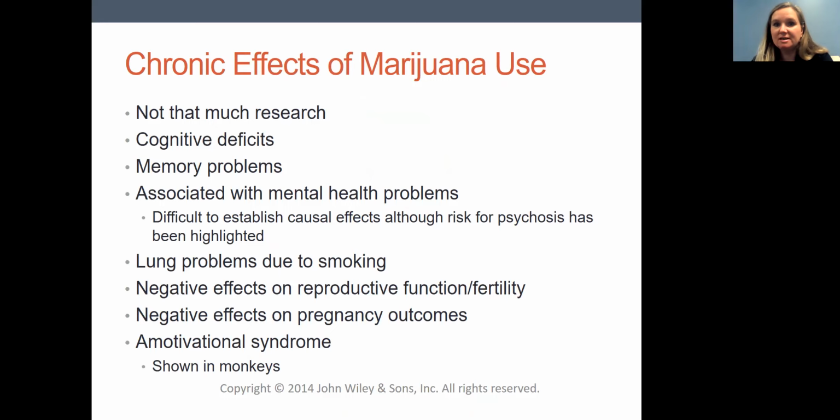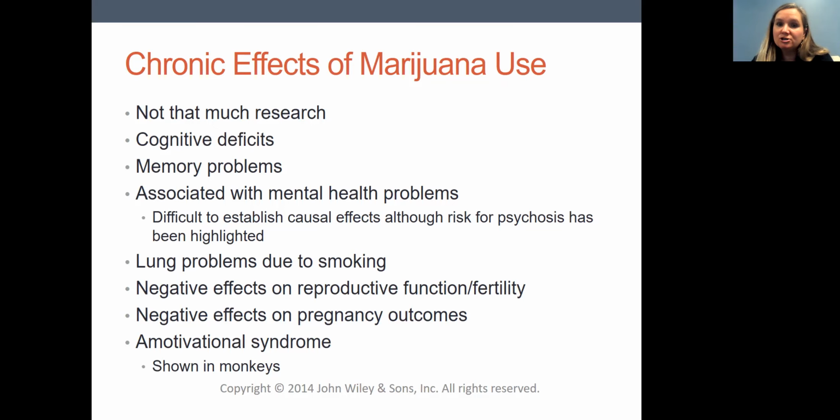So sometimes you see that chronic users have cognitive deficits and memory problems. In some cases, it's not known if these were pre-existing conditions or the drug induced that over long-term use. It is in some cases associated with mental health problems. And again, you have the same issue. It's difficult to establish the causal effects. Someone who experiences psychosis, is it because the use of marijuana induced psychosis, or did they have a psychosis predisposition and then they used the drug and then you saw symptoms after use?